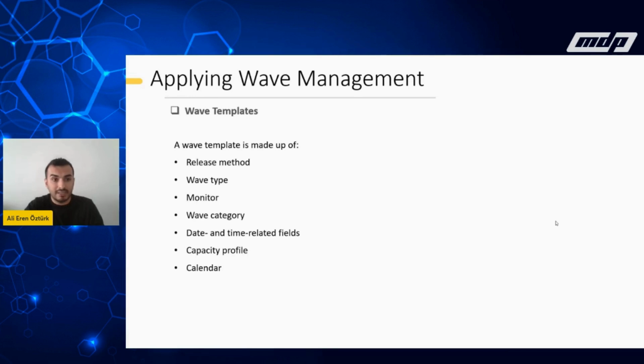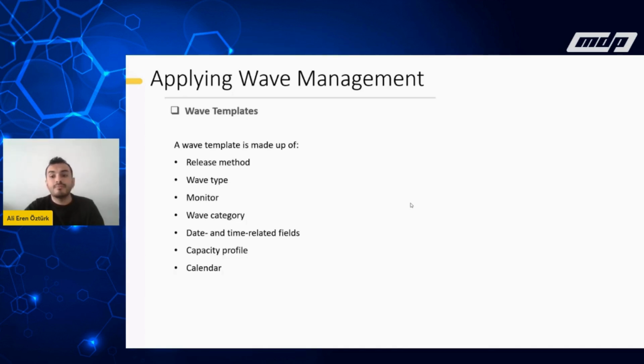With a wave template, you can reuse the same wave attributes for different warehouse request items that have the same conditions. For example, under release method, we have some possible values, including automatic, immediate, and manual. Automatic release method means that this type of wave template is going to be released automatically. The release here means the creation of warehouse tasks; the picking warehouse tasks are going to be triggered automatically depending on your date and time relevant customizing.